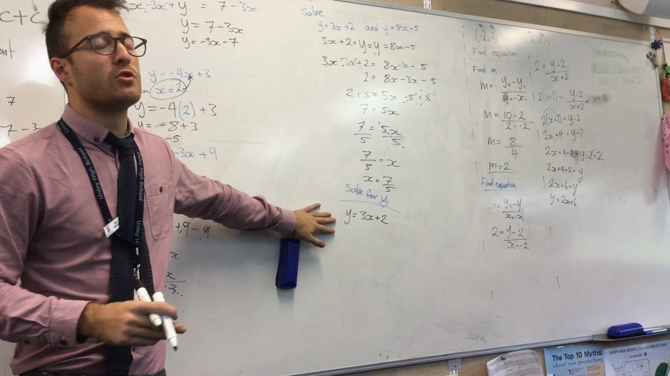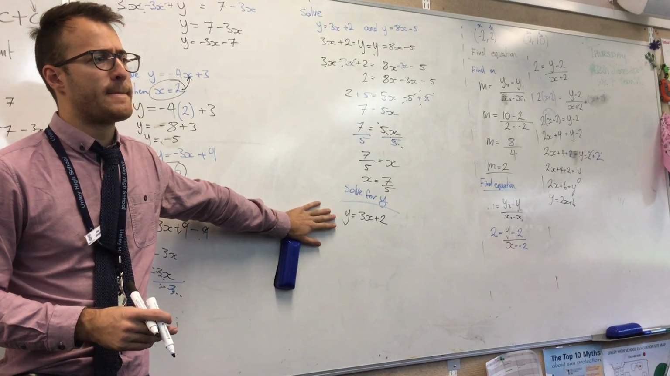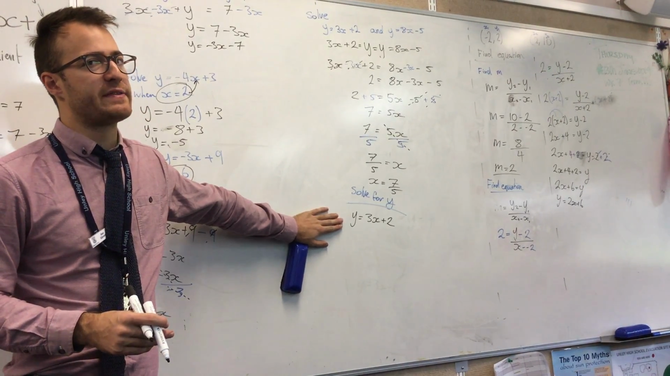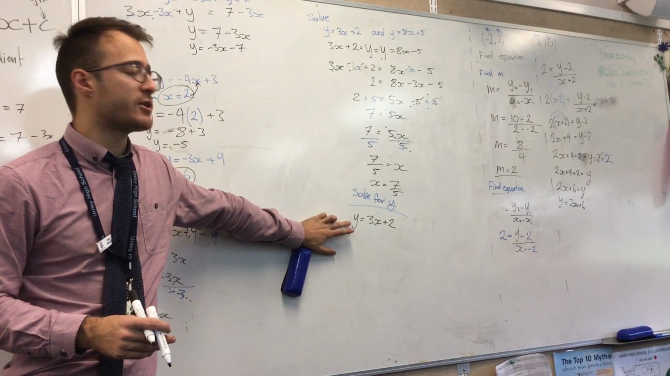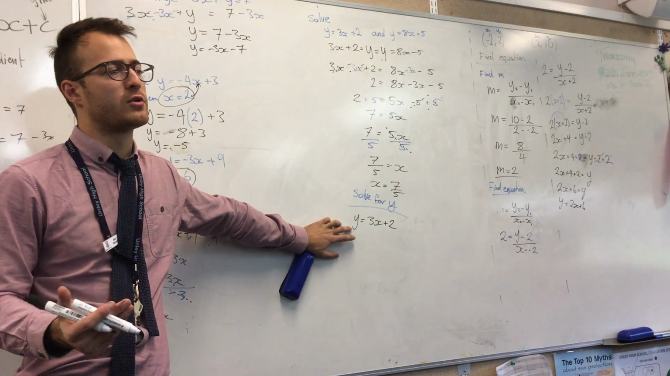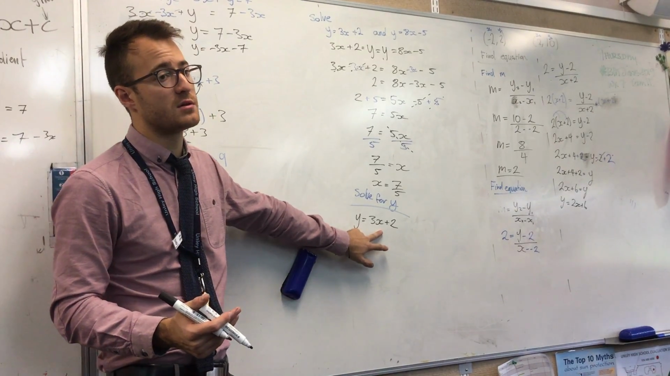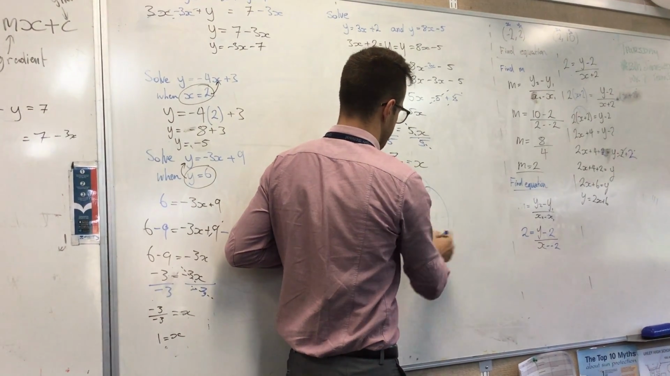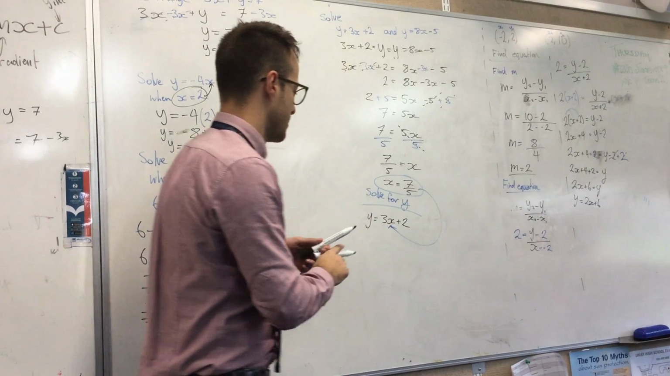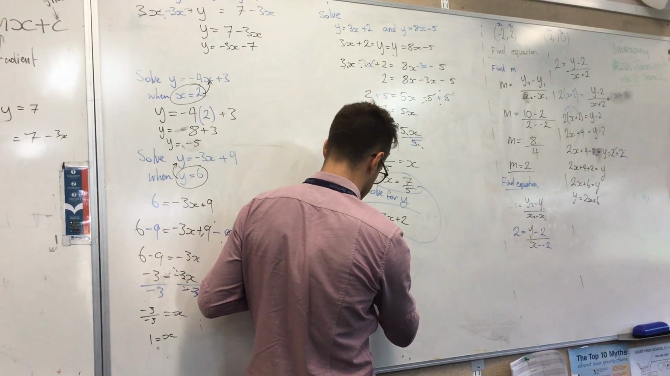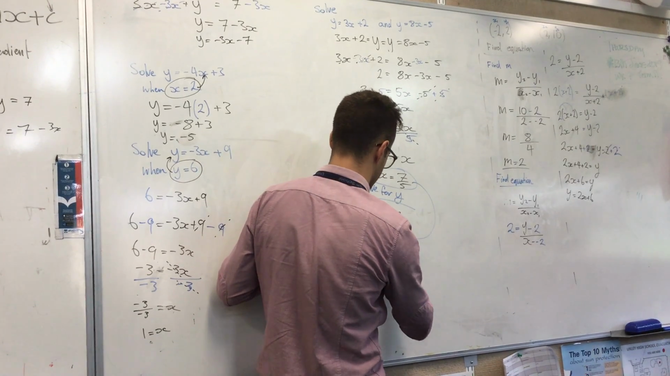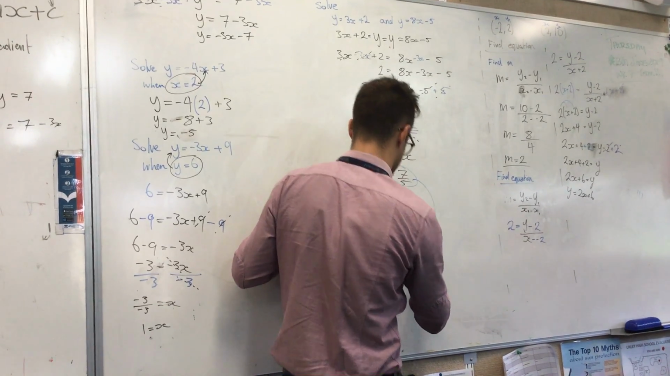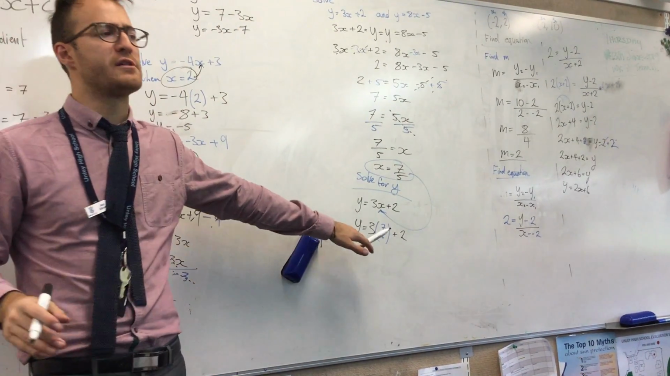Alright, we've got this equation. Okay? Do we know any information about this? Do we know what y equals? No, we're trying to find what y equals. Do we know what x equals? Sweet, what does x equal? 7 over 5. Beautiful. Let's sub that in there. Alright, everyone happy with that line?